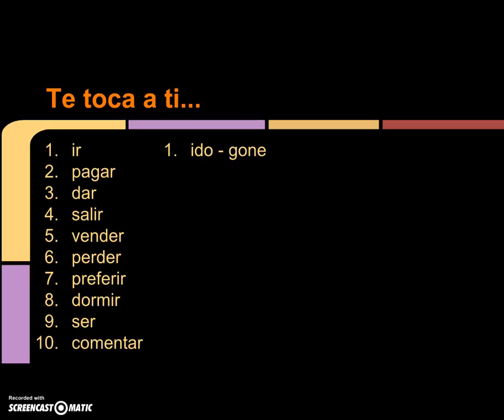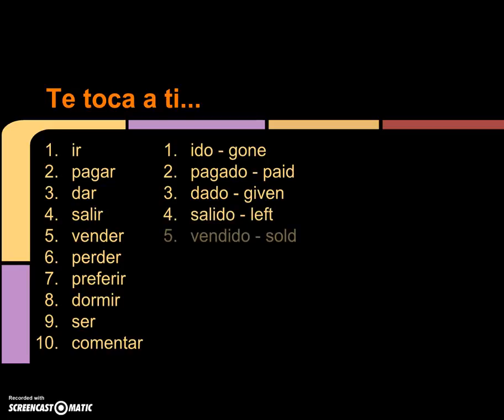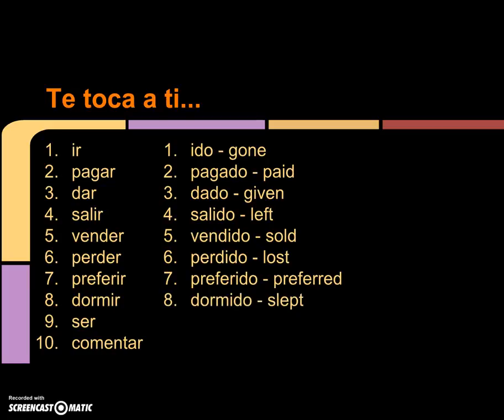You have pagar, which you should have had pagado, paid. Dar, chop off the AR, dado, given. Salir, chop off the IR, add IDO, salido, left. Vender becomes vendido, sold. Perder, perdido, lost. Preferir is preferido, preferred. Dormir is dormido, slept. Ser is regular. Just chop off the ER, add IDO, sido. And comentar is comentado, commented.